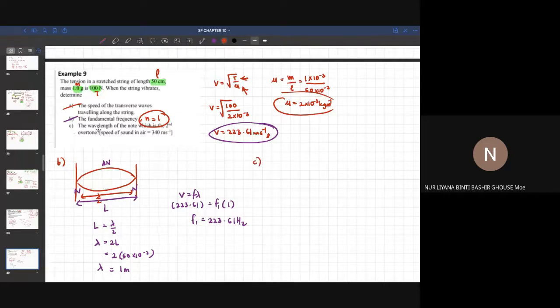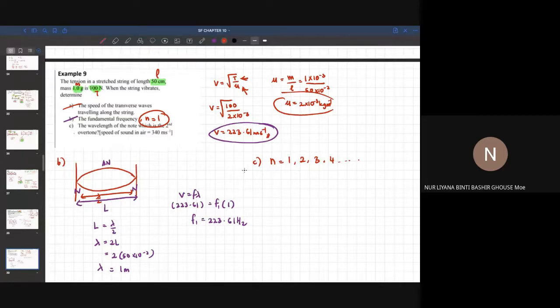Okay, C, dia nak wavelength of the note which is the second overtone. Miss tuliskan untuk awak dulu. Untuk string, kita akan ada n equals to 1, n equals to 2, n equals to 3, 4 dan seterusnya. Now dekat chat box, bila dia adalah second overtone, n kita adalah berapa? Okay, you can press your answer.